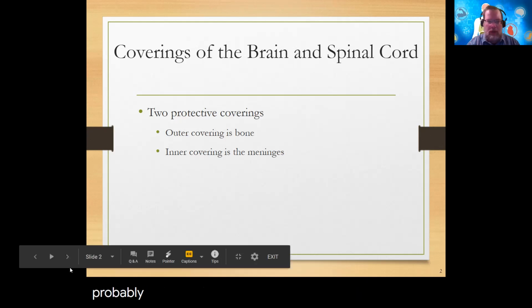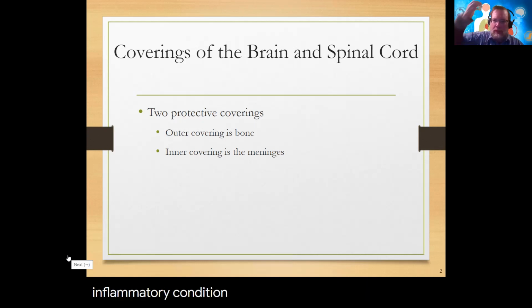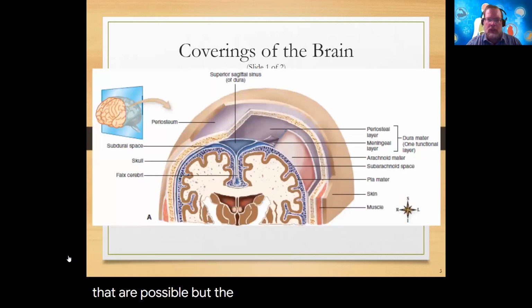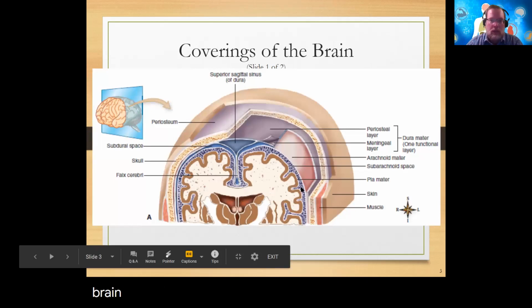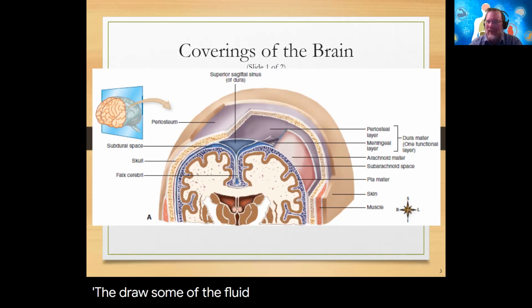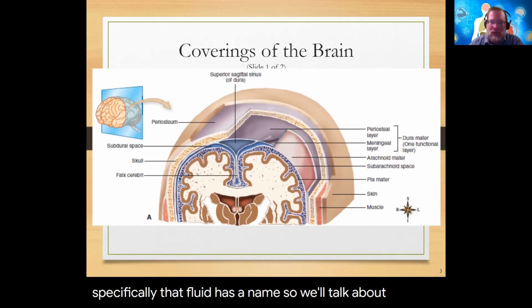Some of you have probably heard of meningitis at some point. That's an inflammatory condition, typically due to some sort of infection. There are other possible factors as well, but the meninges of the spinal cord and brain could be inflamed for some reason. So we might have to perform a lumbar puncture or a spinal tap to withdraw some of the fluid. We'll talk about that specifically. That fluid has a name, so we'll talk about that as well. They're not pulling blood out when they do a spinal tap.